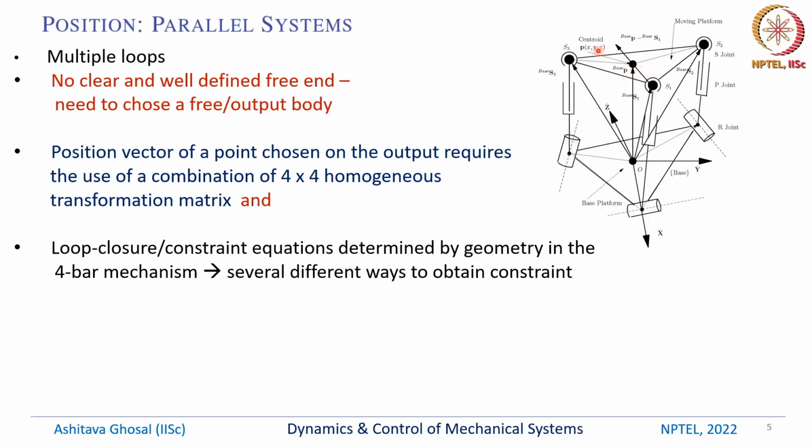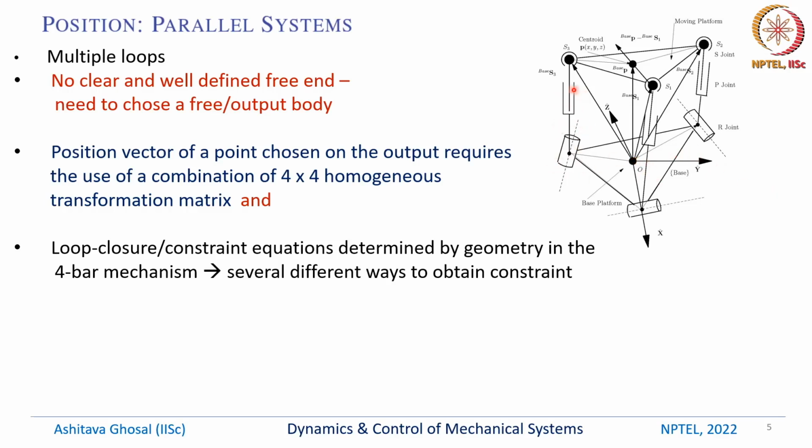But we could have also come in some other way. So we would need to use what are called loop closure constraint equations to really obtain the output link as a function of the actuated joint variables. So in this 3RPS parallel mechanism, we can show that it has 3 degrees of freedom. So there are only 3 possible actuated joints.